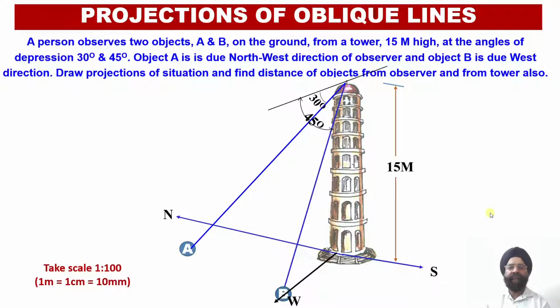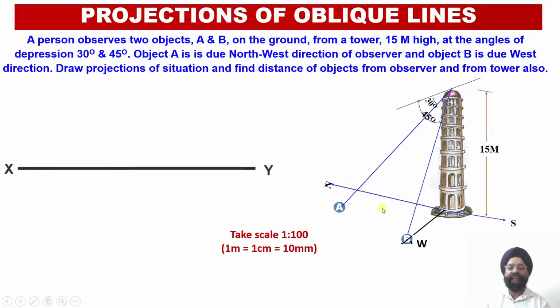Thereafter we will use the fundamentals of the rotation of the line to obtain the true lengths of OA and OB. And we are going to use a scale of 1:100 to draw the orthographic projections. So 1 meter will be represented as 10 millimeters.